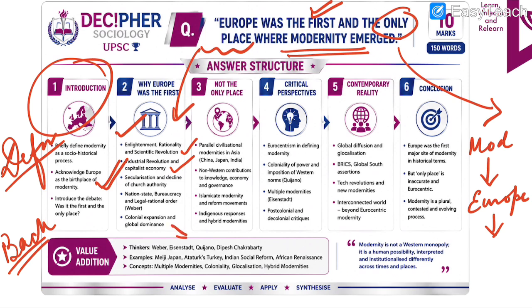So this would be the starting point of our body, but then we come to the next part which says that it is the only place. Now this is something that we do not agree with, and here we are going to give the examples of other civilizations like Asian civilizations where modernity emerged or there were certain evidences of modernity. So, this would mainly deal with non-European or non-Western civilizations, and we will also talk about hybrid modernities or multiple modernities, right. We cannot say that Europe was the only place where modernity emerged. There are other types of modernities also. So, this would be your second paragraph.